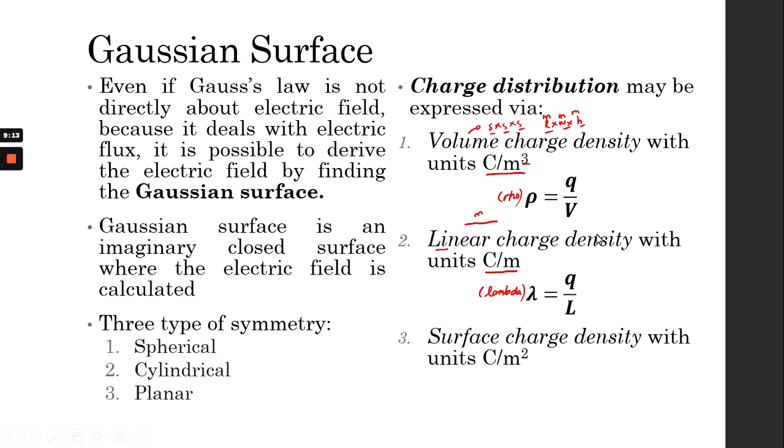And lastly, we have another charge distribution called the surface charge density. With surface, we are talking about area. Area is basically equal to length times width, or side times side. If we measure this in terms of meters, surface charge density has units of coulombs per meter squared. The equation we have for surface charge density uses sigma, the Greek letter sigma. Sigma is equal to Q divided by the area of your surface.